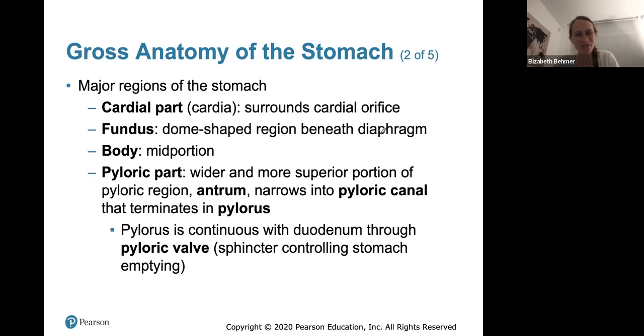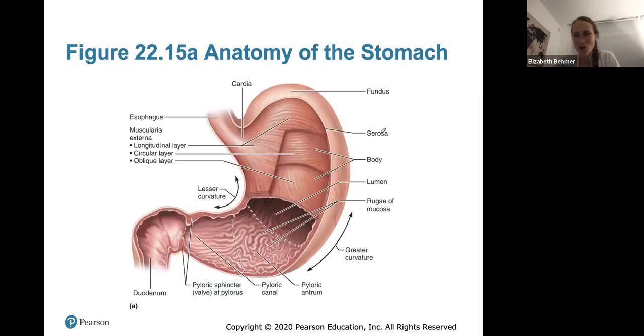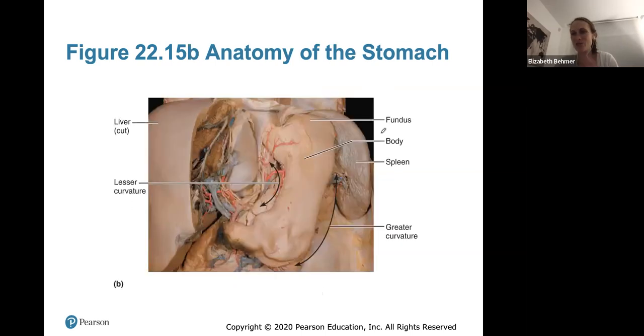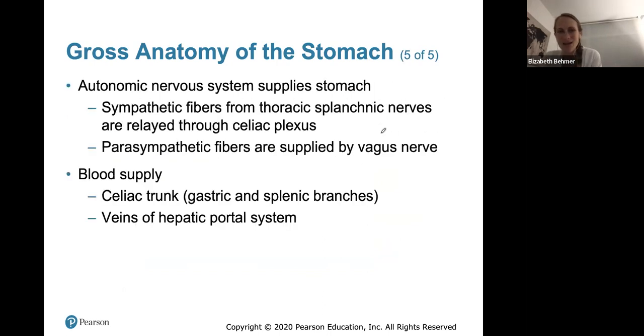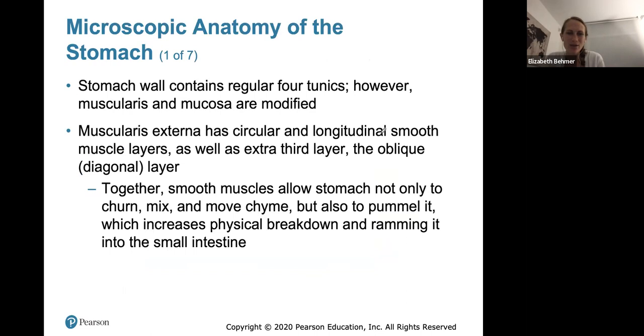These are the major regions of the stomach, which I'll let you review on your own and shown here. So this is basic anatomy of the stomach with a lesser and greater curvature, the different muscular layers. Again, the prime purpose of the stomach is to churn the food and mix it. No absorption occurs in the stomach. We're still trying to break the food down a lot. Our autonomic nervous system supplies the stomach with its own blood supply as well.